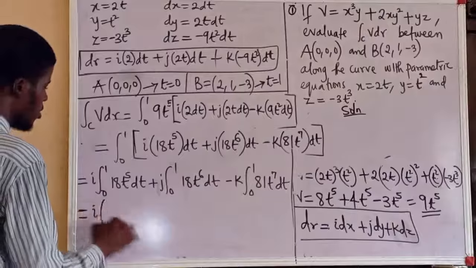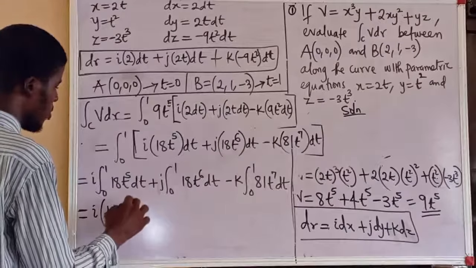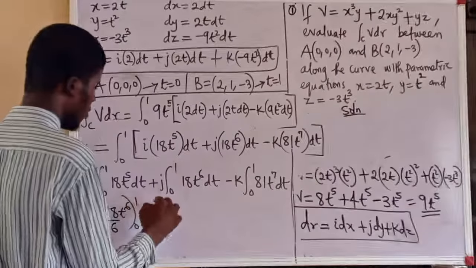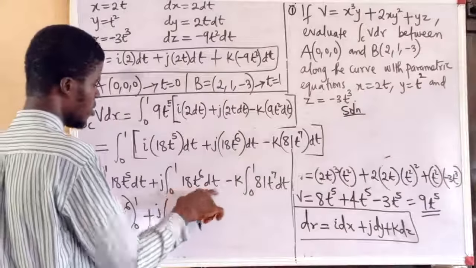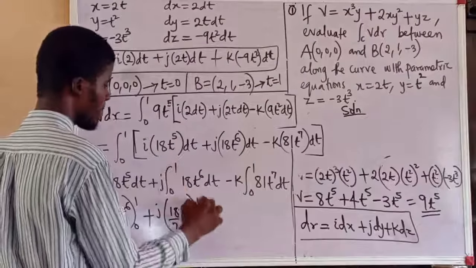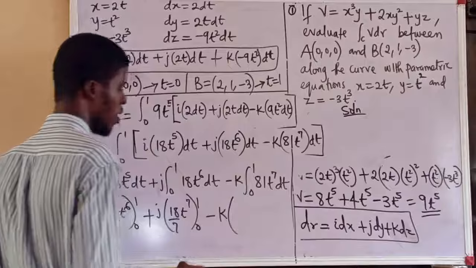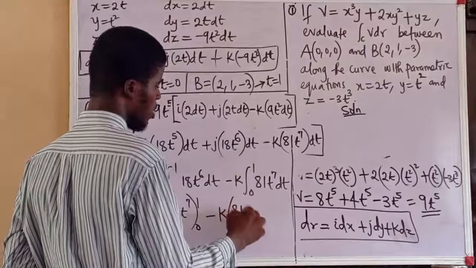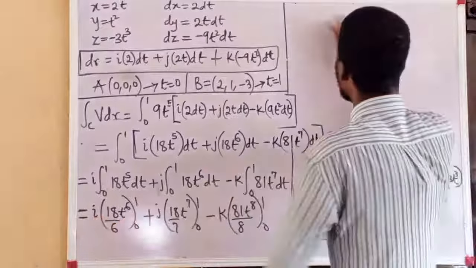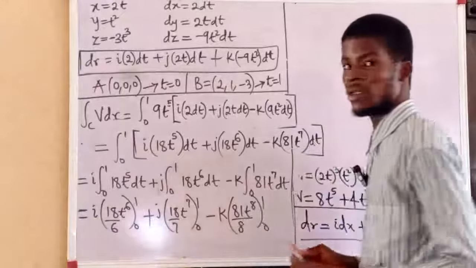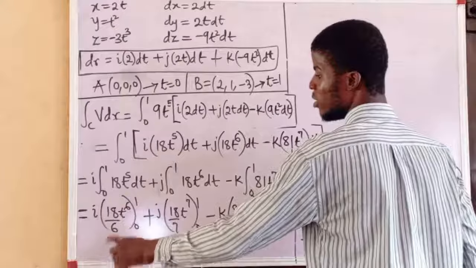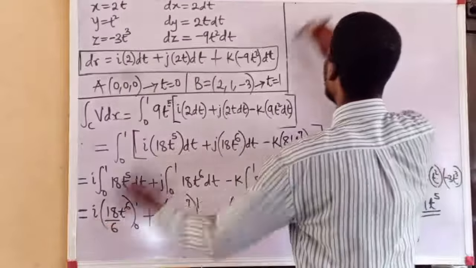We have i into the integral of this, that will be 18t to the power of 6 all over 6 from 0 to 1. We have j into, integrate this with respect to t, that will be 18t to the power of 7 over 7 from 0 to 1, minus k, 81t to the power of 8 all over 8 from 0 to 1. So we have i. 18 over 6 is 3. 3 is a constant, so 3 can come outside. We have 3i.